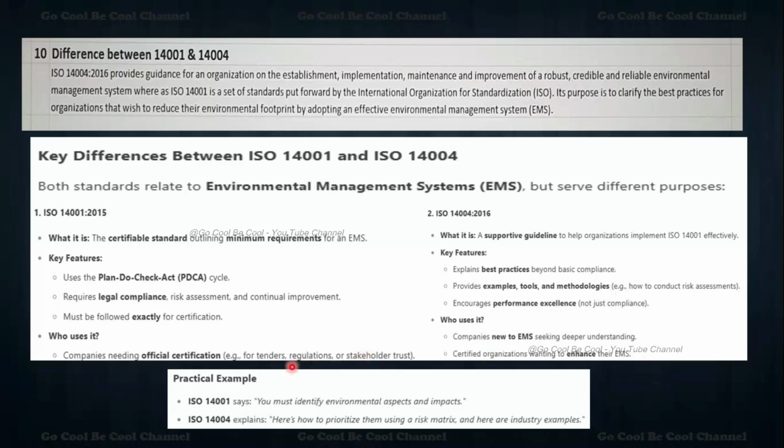So practical example: 14001 says you must identify environmental aspects and impacts. That is a very, very important thing. 14004 explains here is how to prioritize them using the risk matrix, and here are industry examples like that we can say.